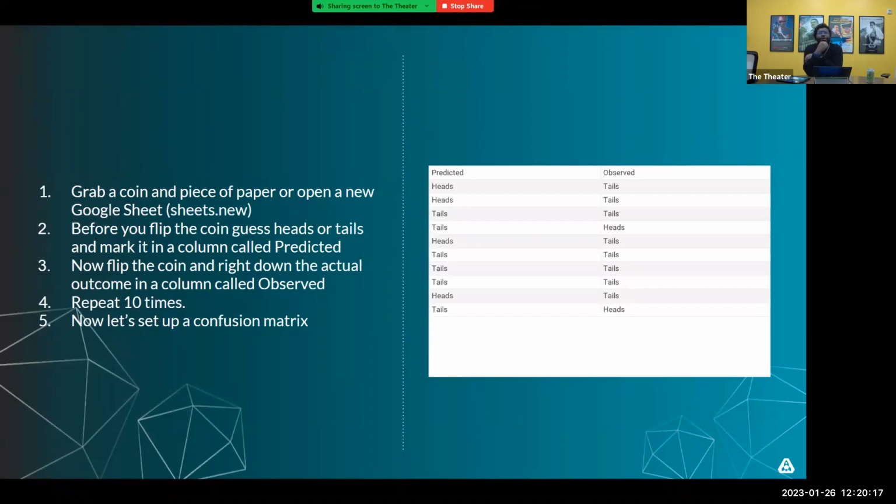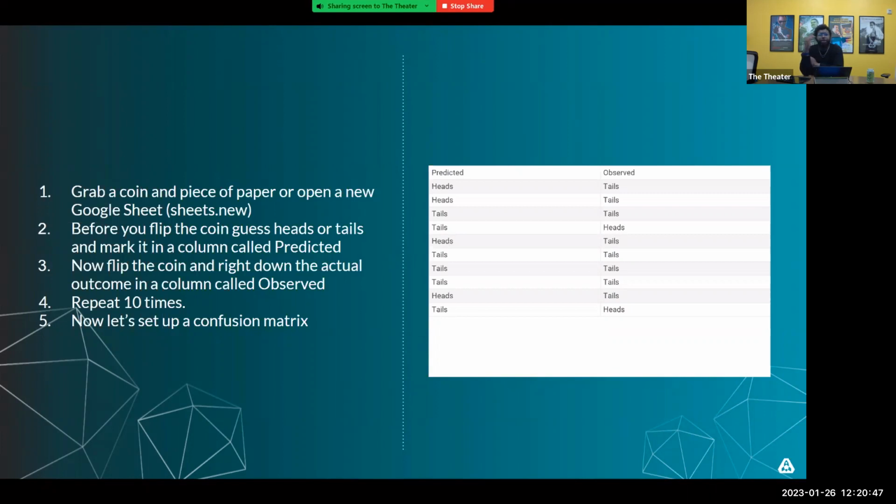So this is an example that I actually ran through during the dress rehearsal for this. I ran through this example with Julia. Essentially, we grabbed a coin digitally and a piece of paper, Google Sheets. For those of you that don't know, you can type in sheets.new and it'll give you a blank Google Sheet. So what you're going to want to do is set up two columns, one called predicted and one called observed, just like I have here.